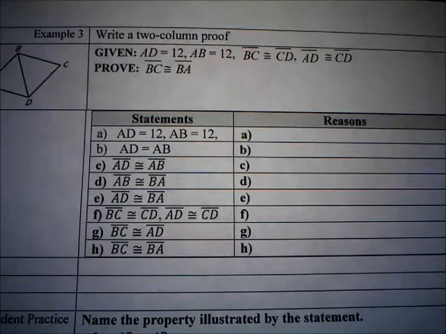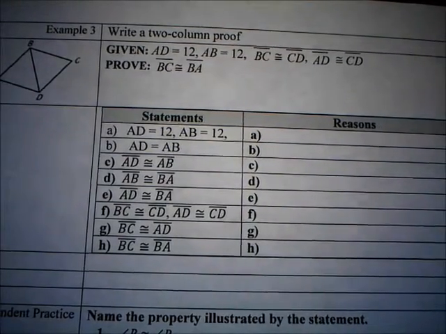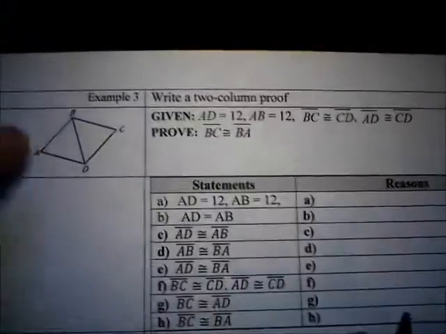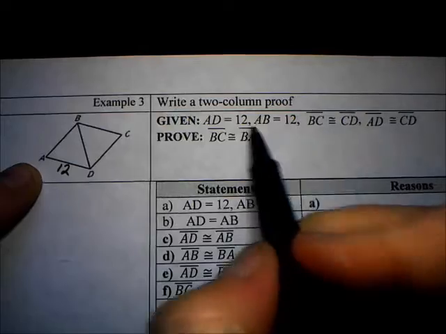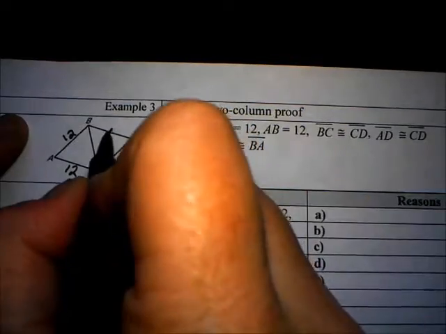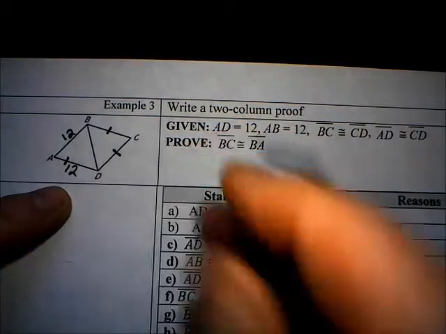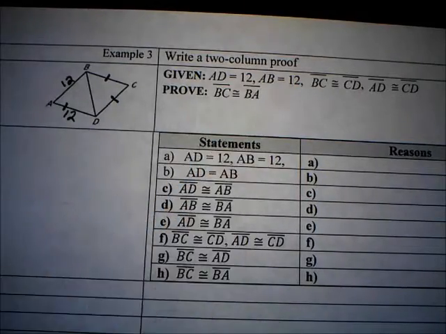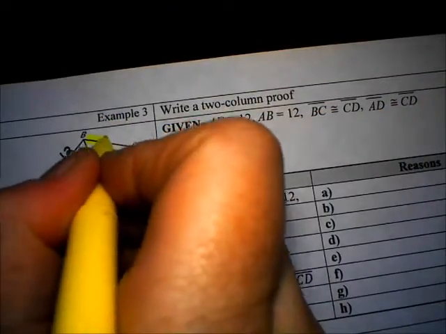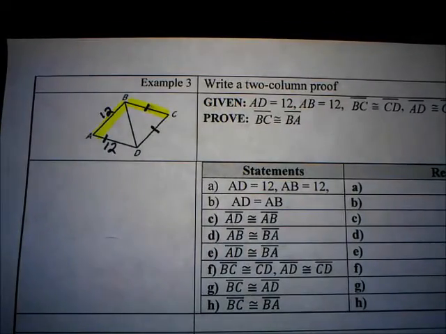Alright, example 3, here is another proof that we're going to step through. If I look at what's given to me, it says AD is 12, AB is also 12, BC is congruent to CD, and then AD is congruent to CD. We're trying to prove that BC is going to be congruent to BA. So I highlighted what we're trying to prove. Those two things are supposed to be congruent.